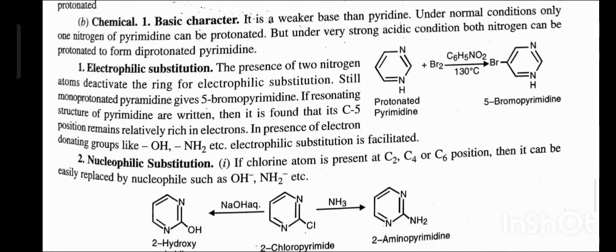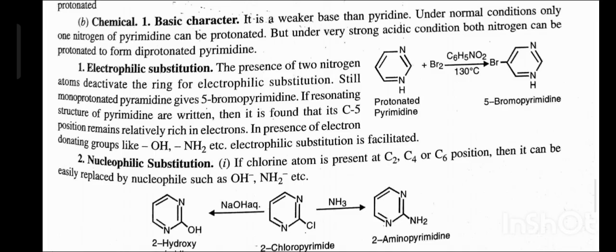First, electrophilic substitution. The presence of 2 nitrogen atoms deactivates the ring for electrophilic substitution. Still, monoprotonated pyrimidine gives 5-bromopyrimidine. If resonance structures of pyrimidine are written, then it is found that its C5 position remains relatively rich in electrons, in the presence of electron donating groups like OH, NH2, etc. Electrophilic substitution is facilitated.